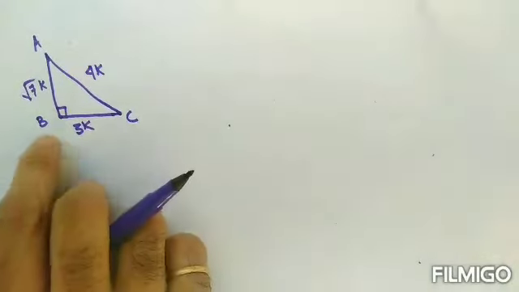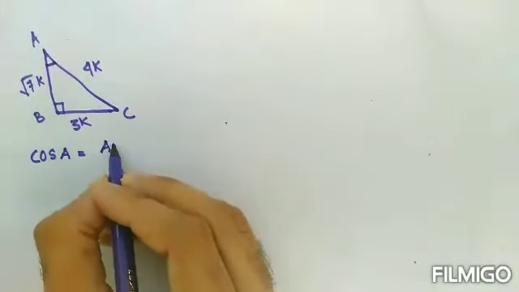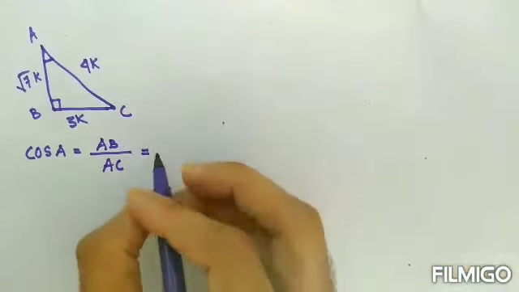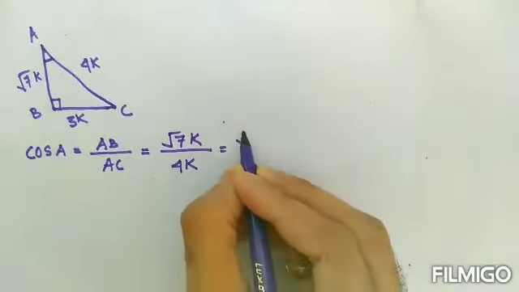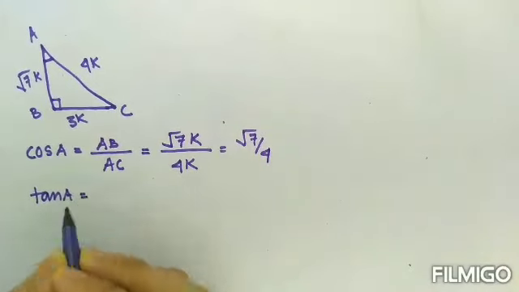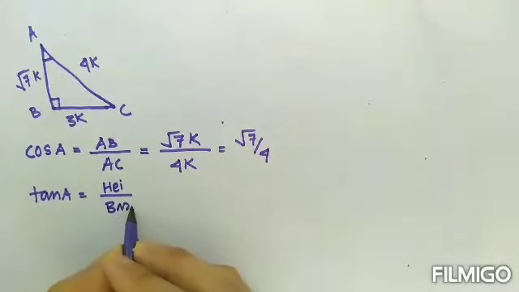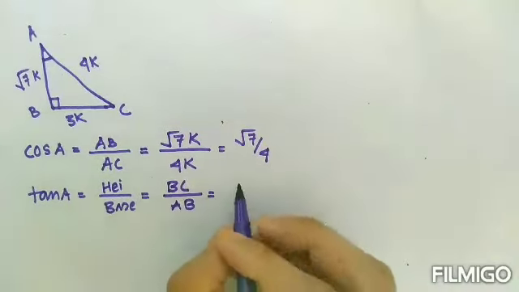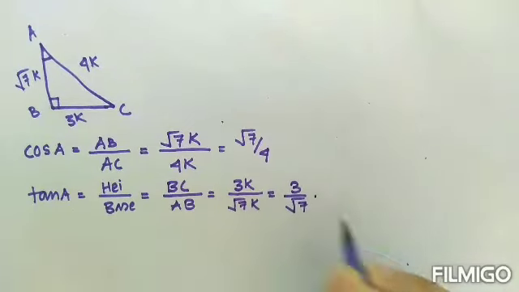What was the question? We have to find cos A. Now cos A will be equal to AB by AC, that is root 7k divided by 4k, so that will be equal to root 7 by 4. Similarly, this is tan A. Tan A is height by base, that is BC by AB, so this will be 3k by root 7k, that is equal to 3 by root 7.